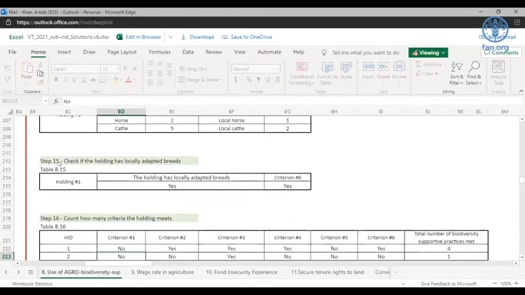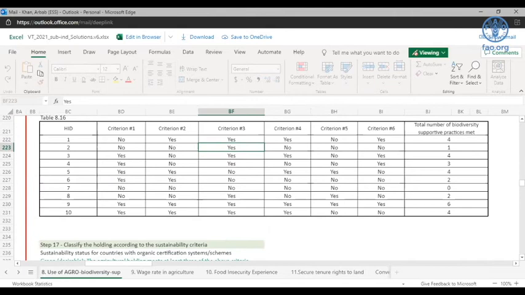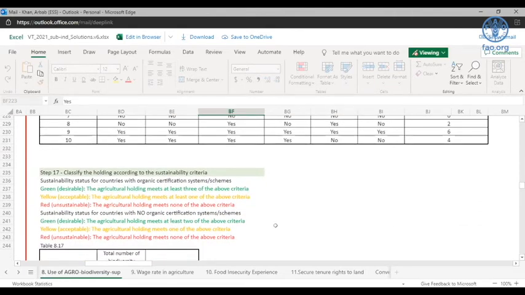So now that we have covered the 6 criteria, we see which holding covered what criteria and how many. As you can see here, holding 1 meets criteria number 2, 3, 4, and 6. So out of 6, this holding meets 4 criteria. Likewise, holding 2 meets only 1 of the 6, and we proceed this way.